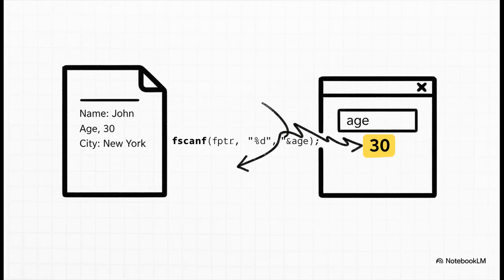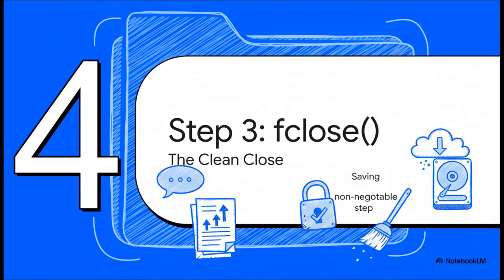And fscanf is just the reverse. It's like a little data detective. It goes to the file our pointer is marking, looks for data that matches the pattern you give it, in this case a number, and plucks it right out, dropping it safely into our age variable. You're literally pulling data out of a text file and into your program. Pretty cool, huh?